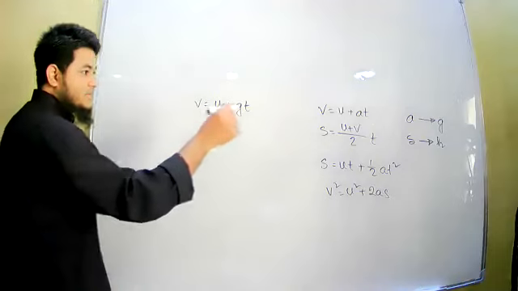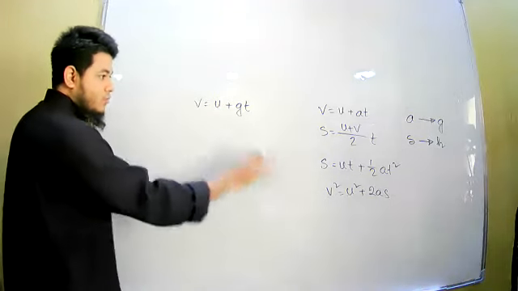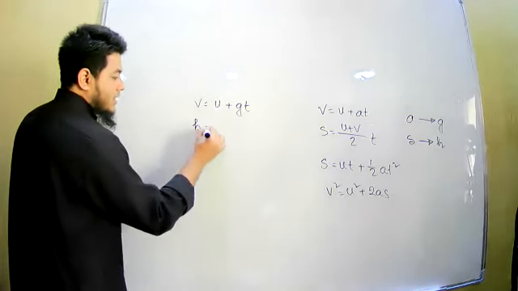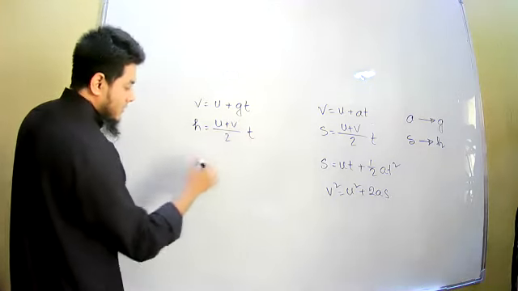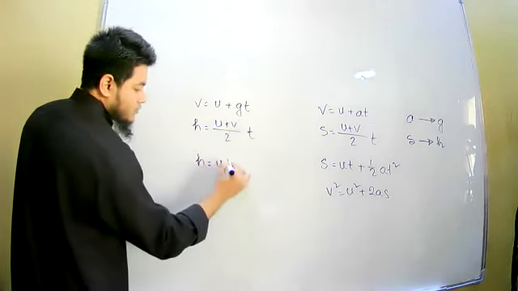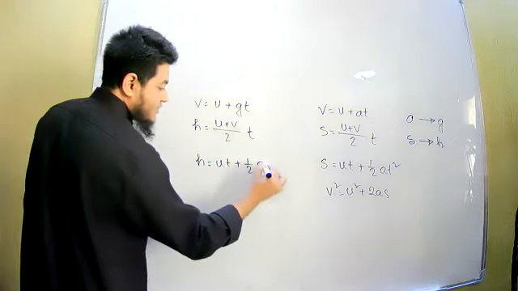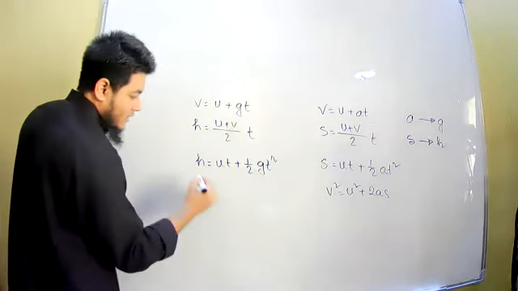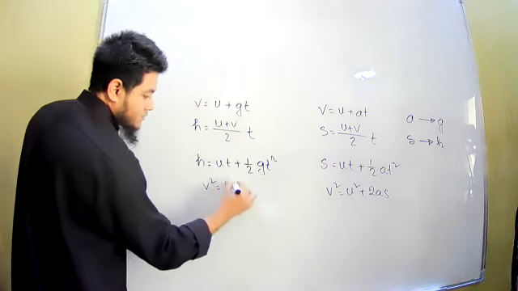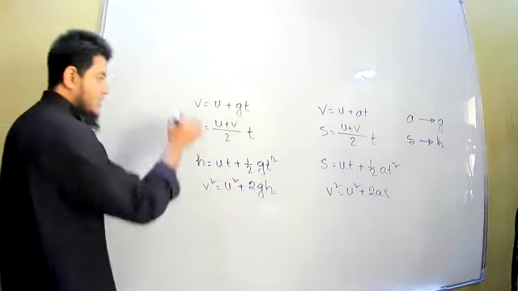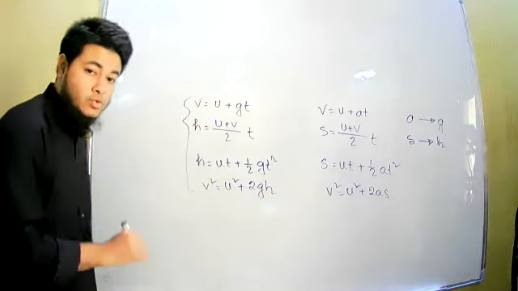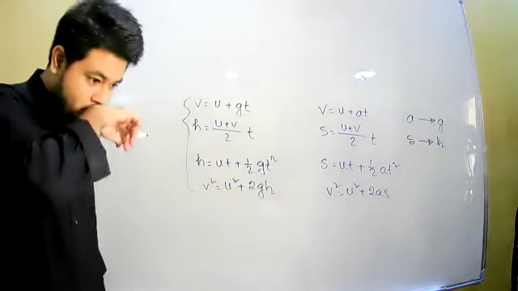So if we just replace these two, then these four equations will become h is equal to u plus v divided by 2 into t. And the third equation will become h is equal to ut plus half gt square. And v square is equal to u square plus 2gh. Okay, so these are the four equations of motion for a falling body.